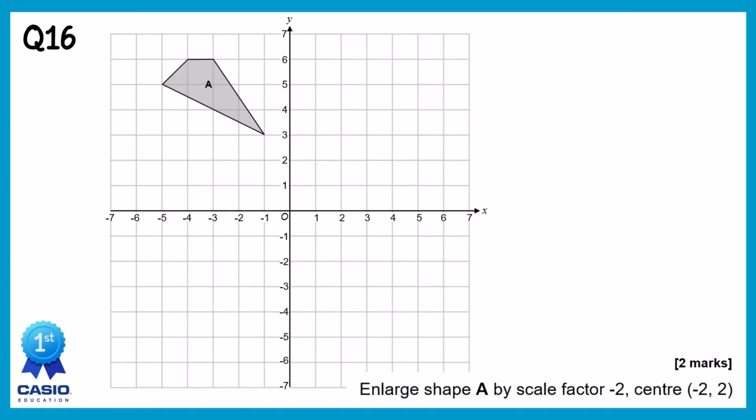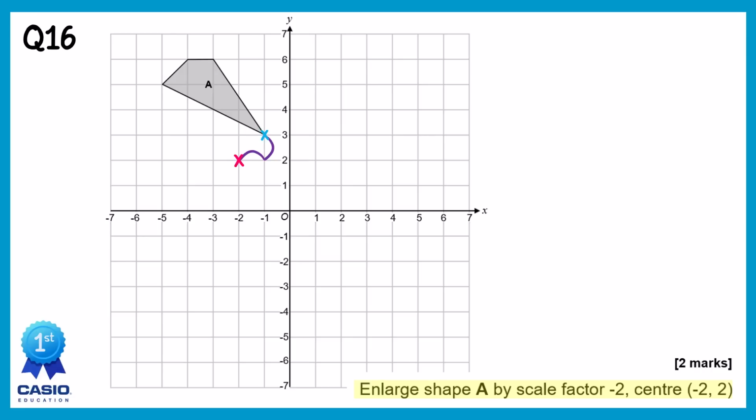In this question, we need to enlarge shape A by the scale factor -2 with the centre -2, 2. The first thing we do is mark on the centre, so -2, 2, and then we pick a point on shape A. I'm going to go for this one here. To enlarge this with a negative scale factor, we start at this point and create a journey back to the centre of enlargement. So for instance, we could go down 1, then to the left 1. Now since it's scale factor -2, we repeat this journey back past the centre of enlargement 2 more times.